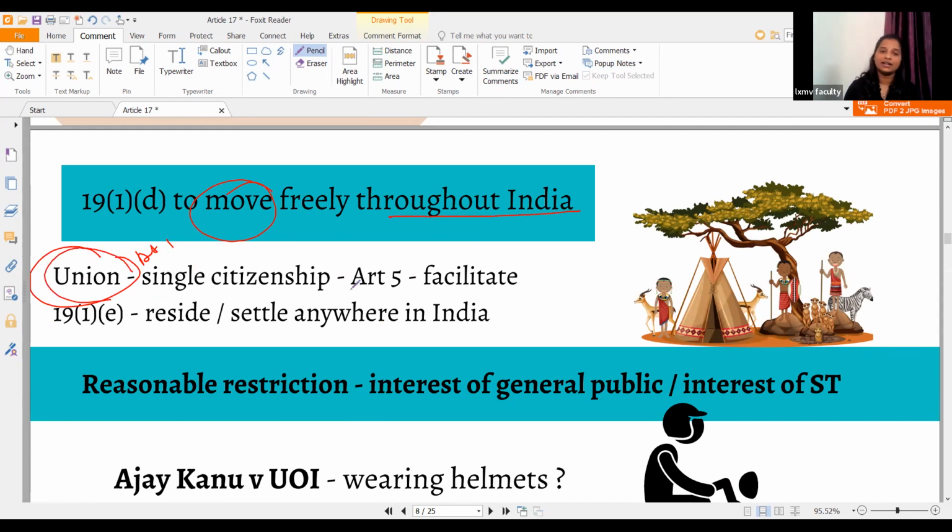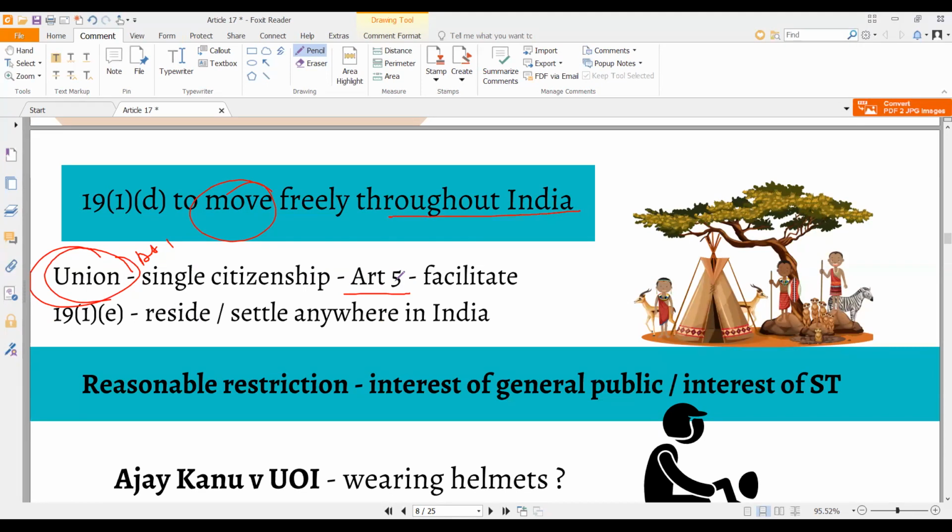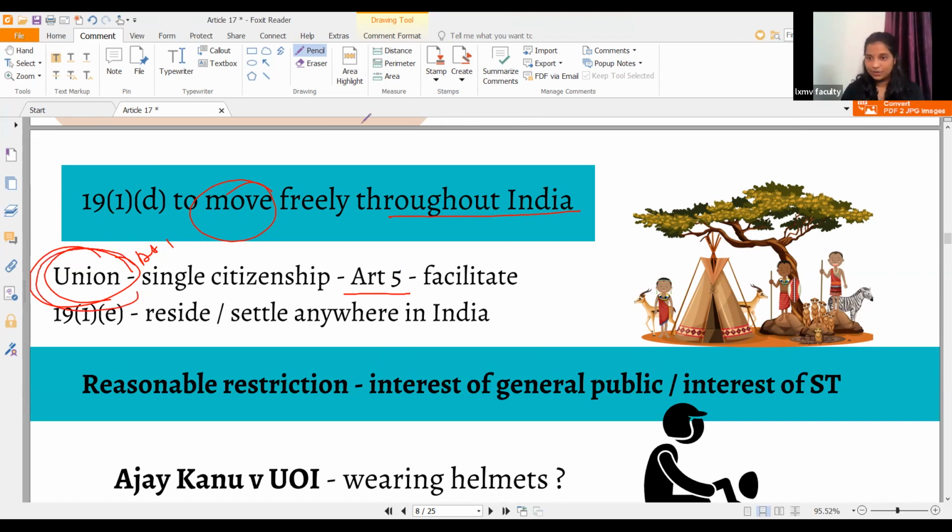So that's why on Article, yes, tell me. Ma'am, but if we have to go to some northeastern states, they say that you need a certain kind of permit. Exactly. I'll say they come under the reasonable restrictions. Okay, sorry, I was jumping ahead. No, excuse me, ma'am.